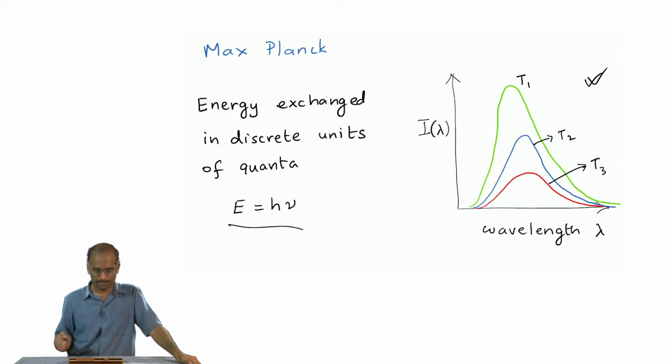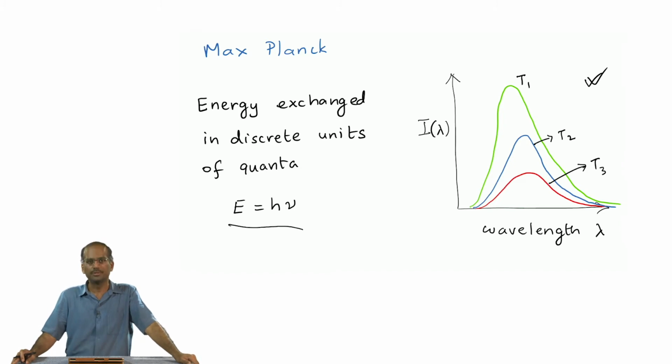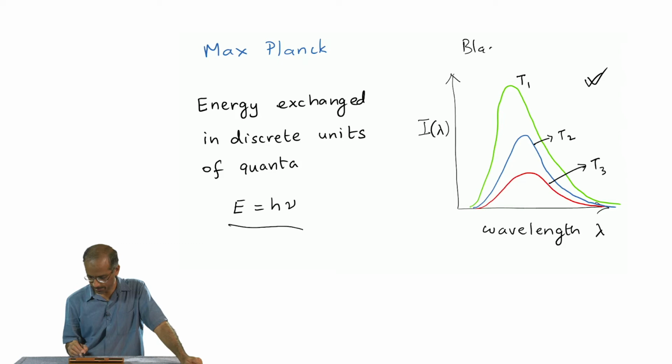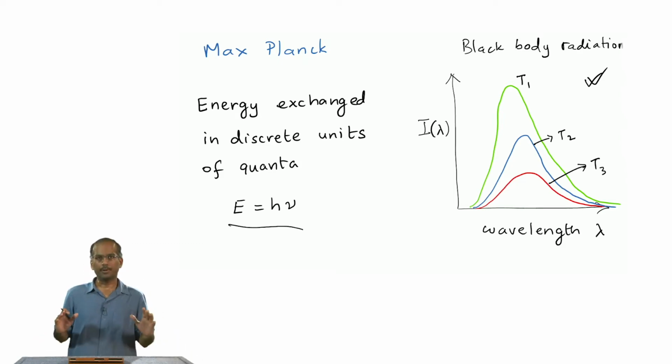So, like shown here, energy is h nu, where h is what today we call the Planck's constant and nu is the frequency. If this assumption is taken in, and of course, one has to do a lot more work, then you are able to explain this intensity versus wavelength curve. This is what is called the black body radiation curve. So, an important assumption of physics which explains the black body radiation is that energy is exchanged in discrete units of quanta. This is really the beginning of quanta as an idea.